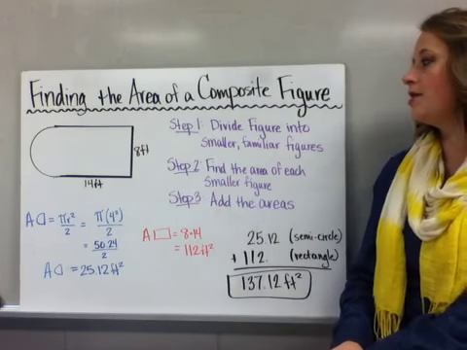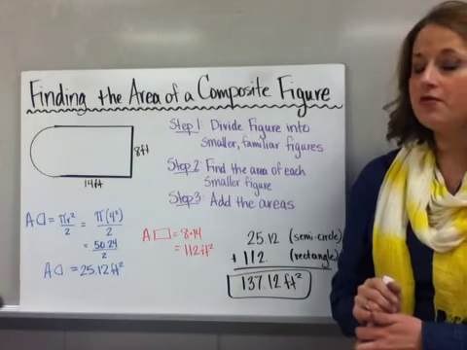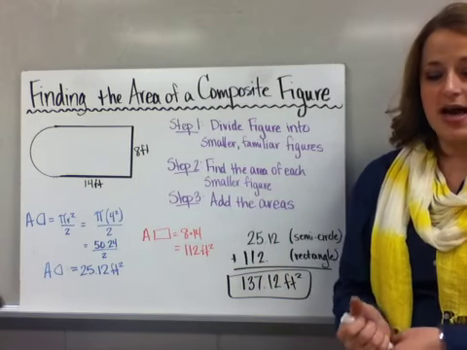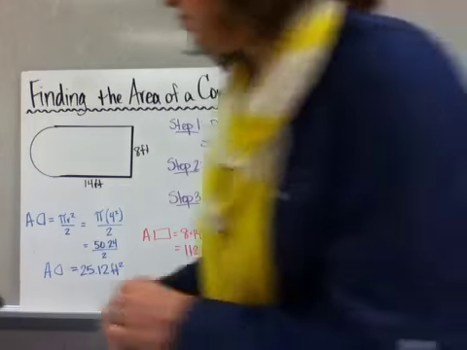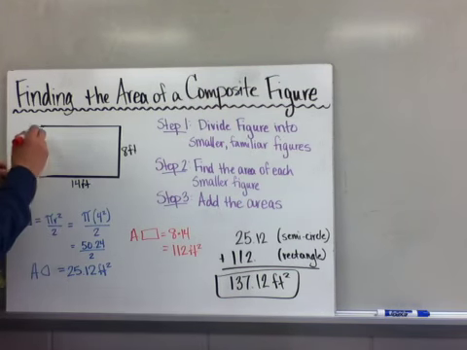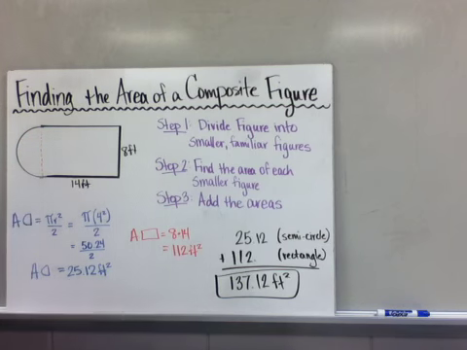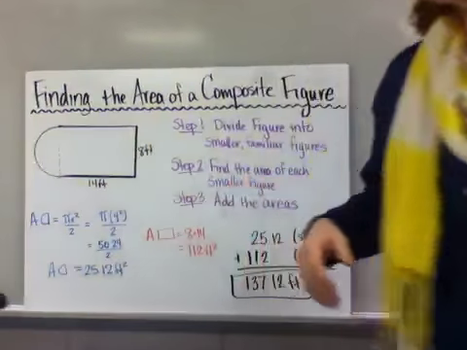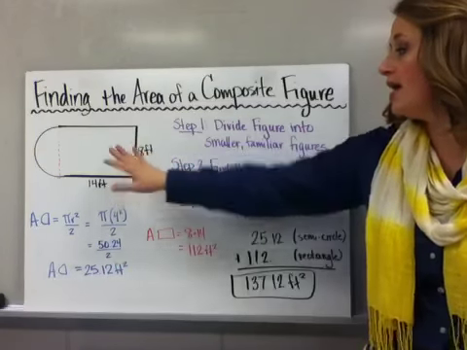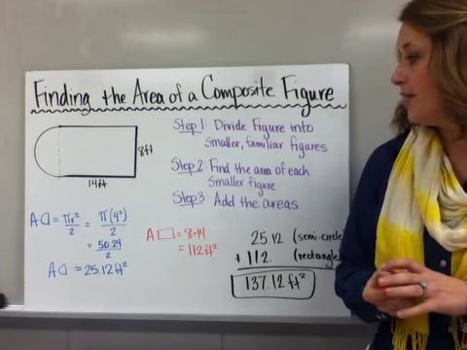In purple is your how-to. Step one is to divide the figure into smaller, familiar figures. So if you look at this over to the left, it kind of looks like part of a circle attached to a rectangle. If you draw a dotted line right here, what that does is it splits the composite figure into a semicircle, half of a circle, and a rectangle, which are more familiar figures. They're figures that we're comfortable with.